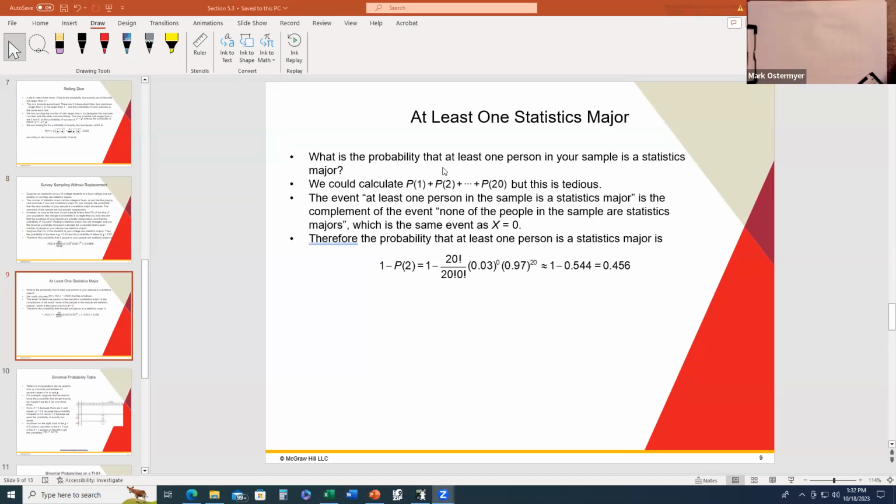What is the probability that at least one person in my sample is a statistics major? At least one person.